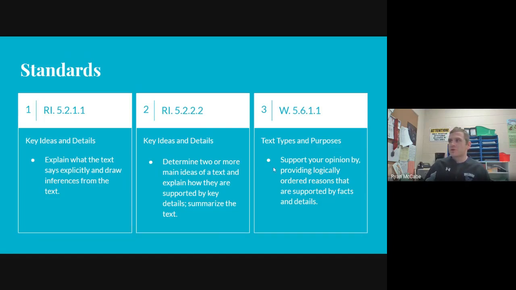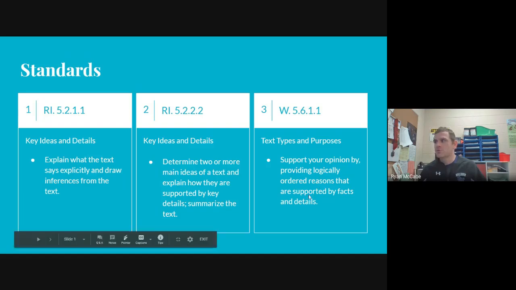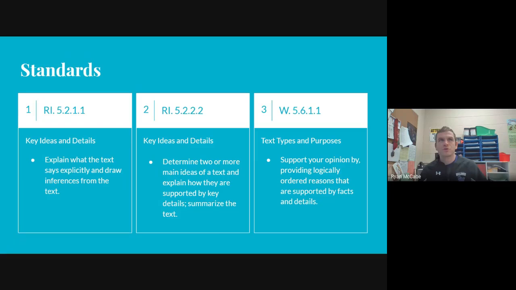Text types and purpose. This is pretty much what we just did with the papers we wrote on our opinion pieces. So it's supporting your opinion, and you're providing logical, ordered reasons that are supported by facts and details. So not only are you giving your opinion, but you need to be able to order it in a logical way. Logical meaning it makes sense.